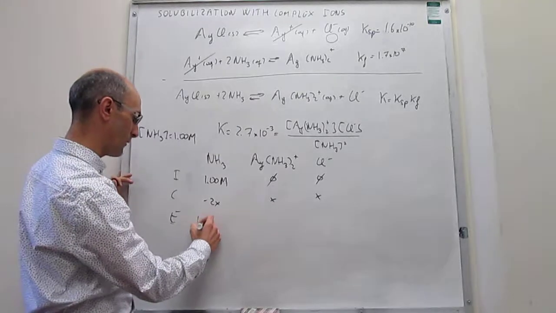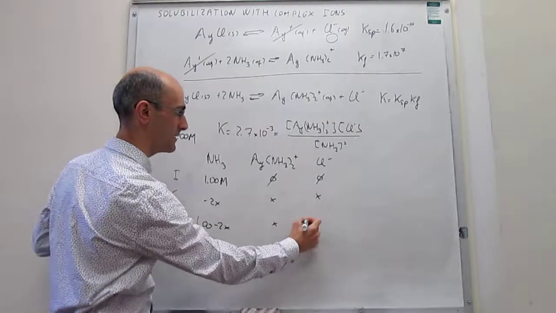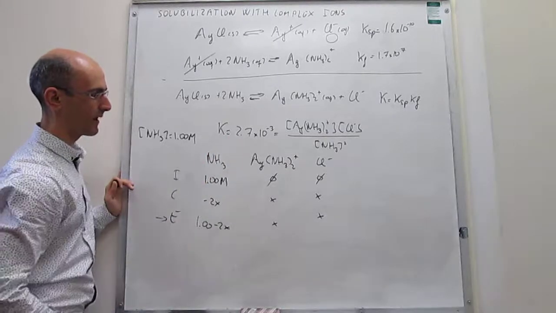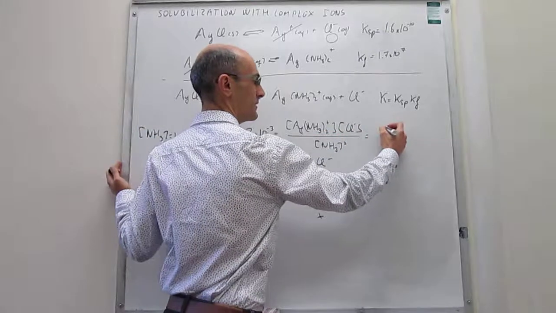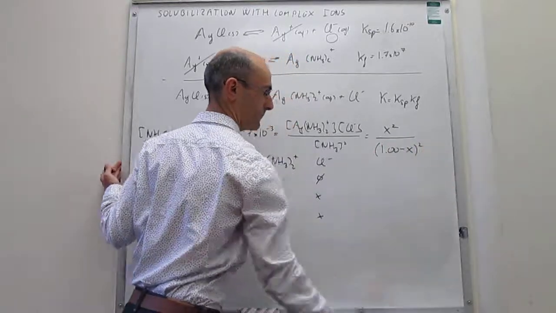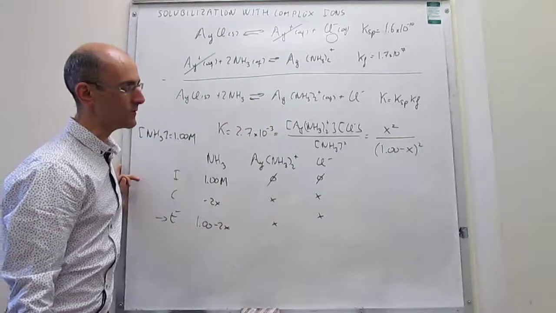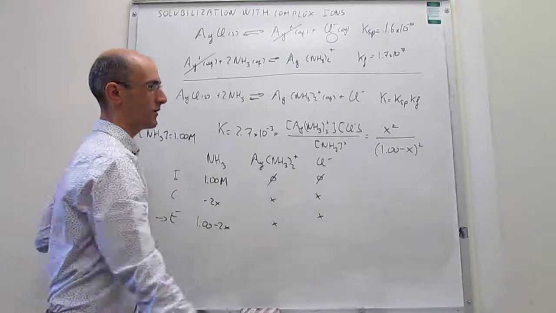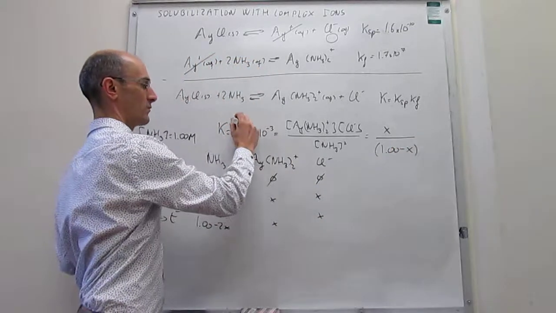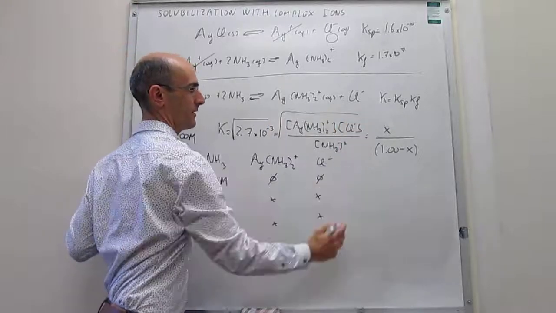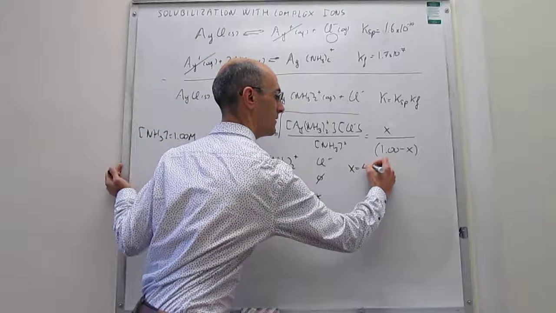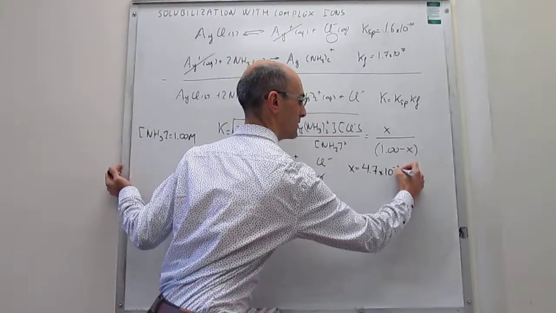Okay, so at equilibrium we will have 1.00 minus 2x, x, x, which means that if we take these equilibrium concentrations back to the equilibrium constant, what we get is x squared over (1.00 minus 2x) squared. All right, so this is a simple equation to solve because you have a perfect square. You can take the square root of both sides, and that's essentially what you have right here. So solving for that, you get a solubility of 4.7 × 10^-2 molar.